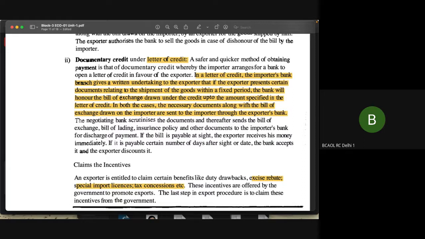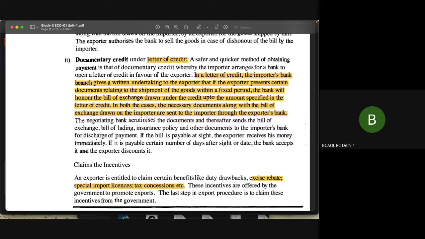What is happening? The importer's bank has a letter of credit which basically is for reliability, trust purposes. Because the exporter may think, I am sending the goods, will I get the money? The importer will think, I have placed an order, waited so long, will I receive the order?